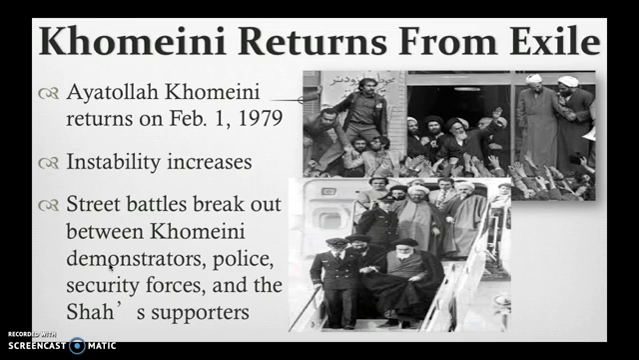Khomeini returns from exile. Ayatollah Khomeini returns on February 1st, 1979, and the instability is going to increase because now here is a very motivational person, and he's going to increase the people getting rowdy in the streets. Street battles break out between Khomeini demonstrators, police, security forces, and the Shah supporters. So it's definitely going to lead to some combat, like pretty much every revolution.